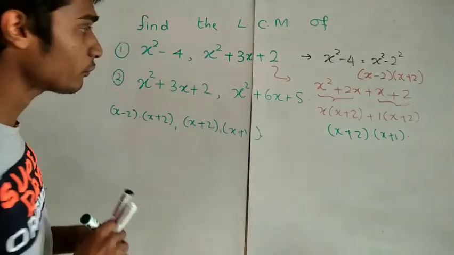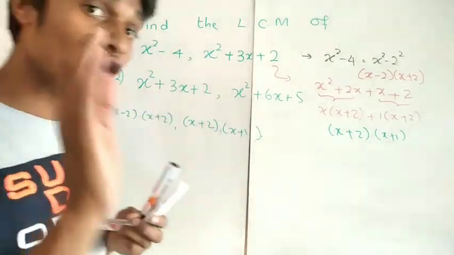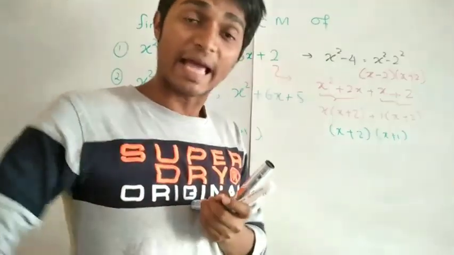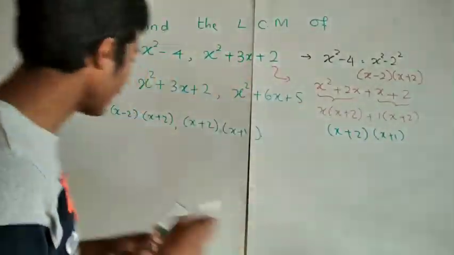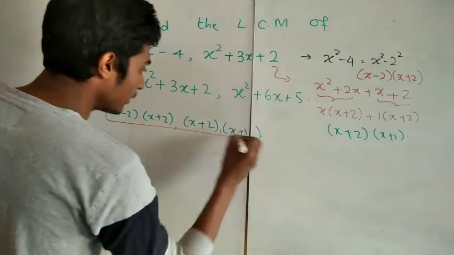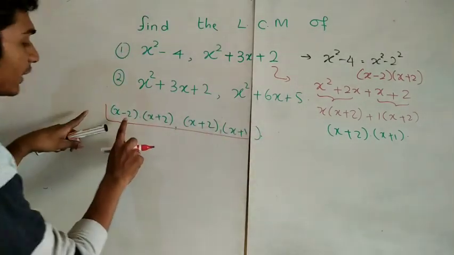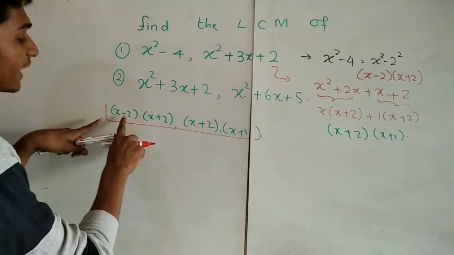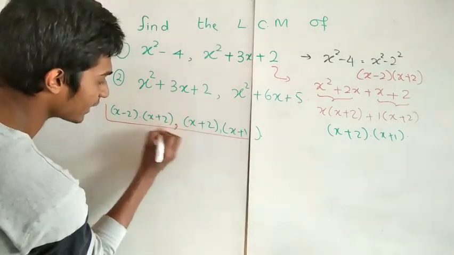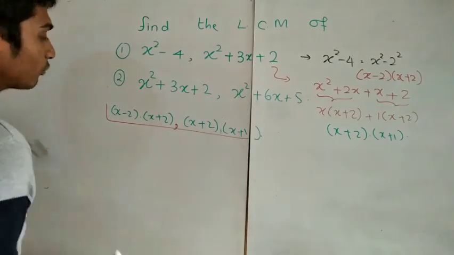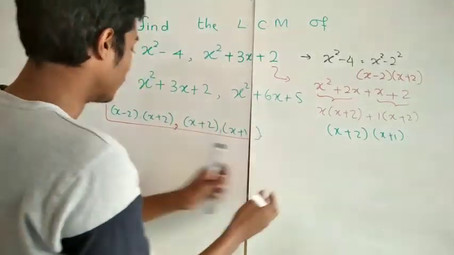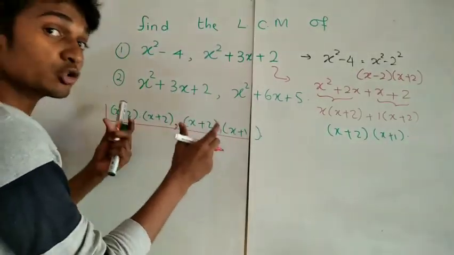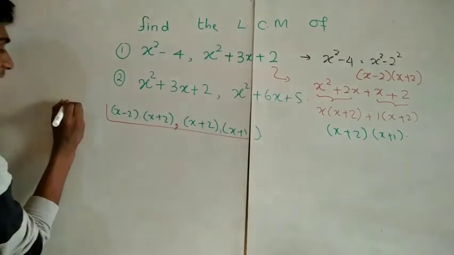Now all you have to do is find the LCM of these. As we do with numbers, you put the division mark like that. Now you have to see whether anything is common to both of them. You have x minus 2, x plus 2 here, and x plus 2, x plus 1. Please look at this carefully. For both of them x plus 2 is a common term, so take x plus 2 as the divisor.